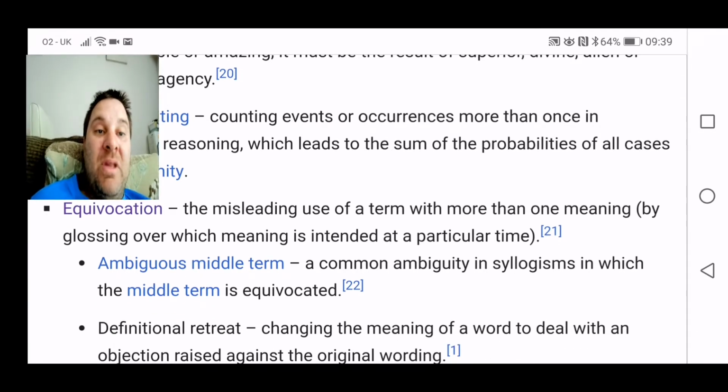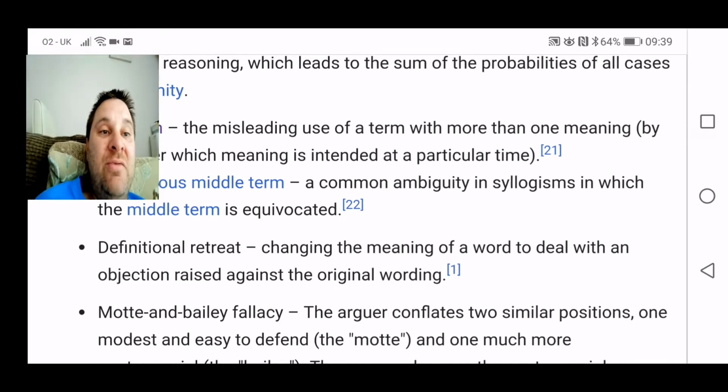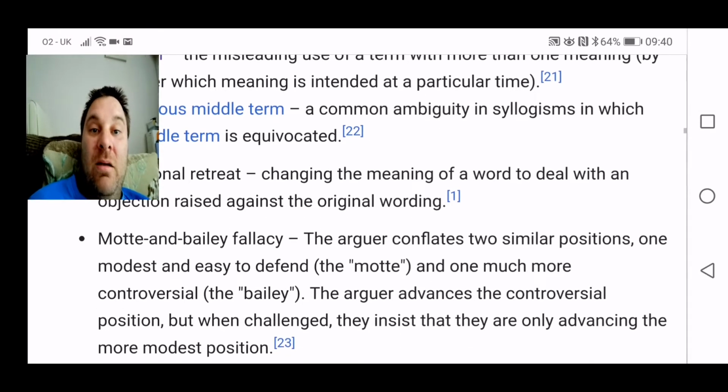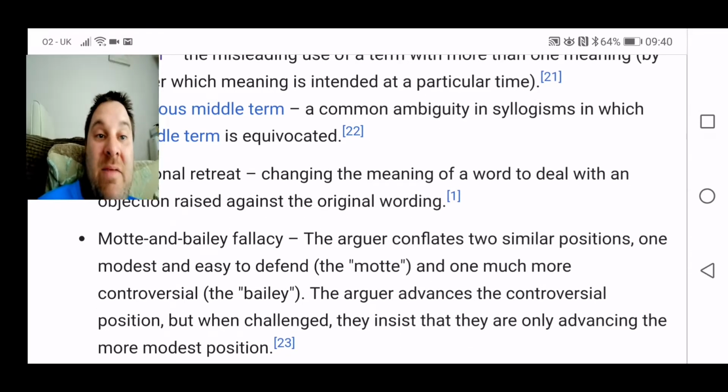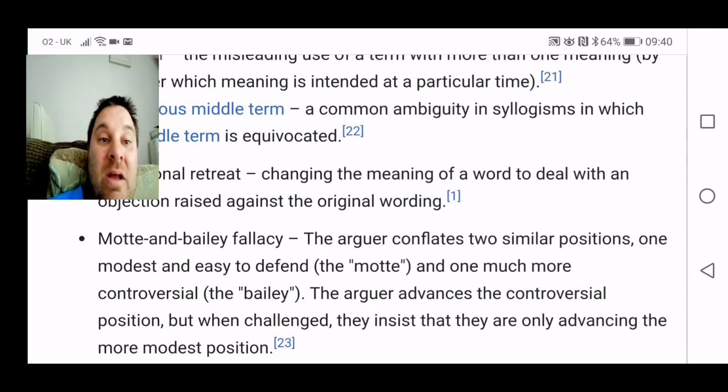Ambiguous middle term: a common ambiguity in syllogisms in which the middle term is equivocated. Definitional retreat: changing the meaning of a word to deal with an objection raised against the original wording. Motte and bailey fallacy: the arguer conflates two similar positions, one modest and easy to defend, the motte, and one much more controversial, the bailey. The arguer advances the controversial position, but when challenged, they insist that they are only advancing the more modest position.